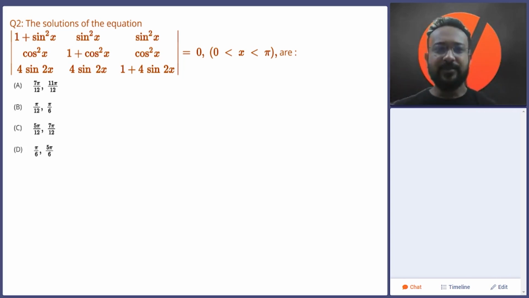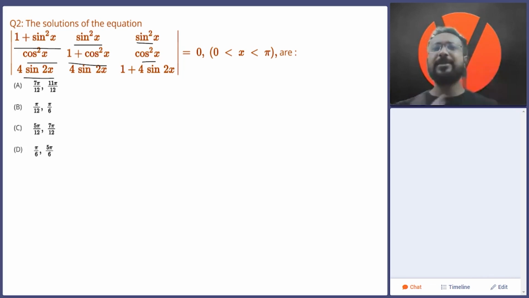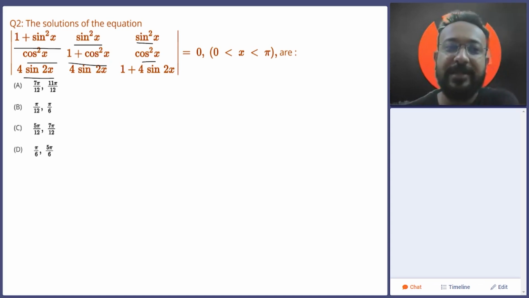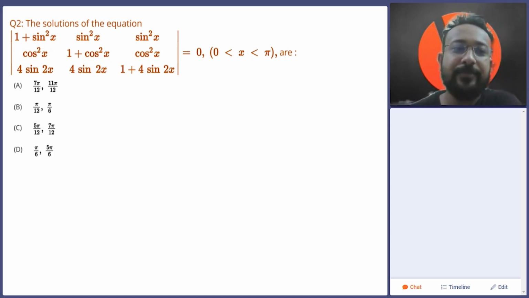So what we can do? Either we can expand it, but it will unnecessarily make it complex. So let's use a property and subtract. Correct? Okay.